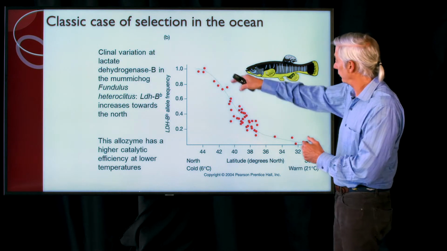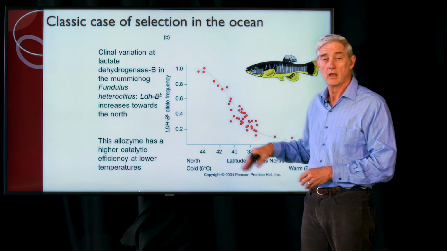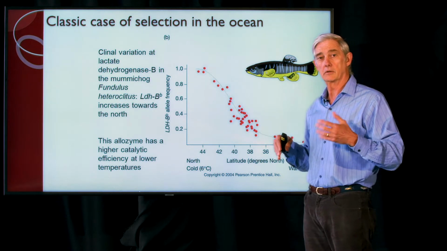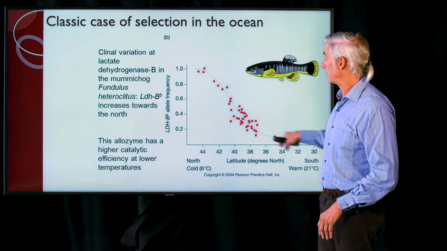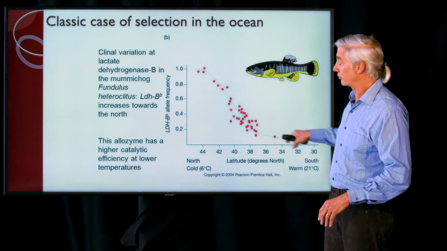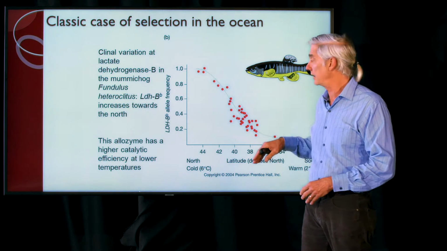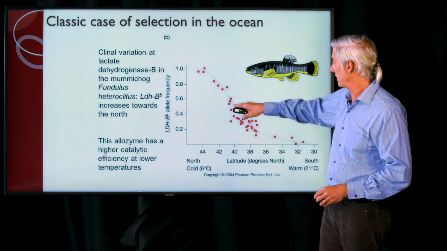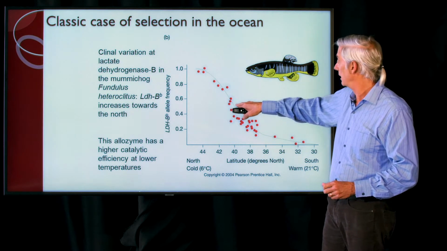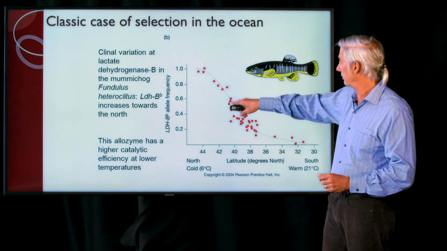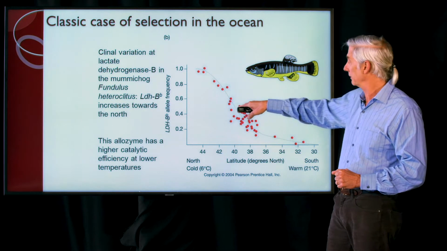And in between is a shift in the allele frequencies of this particular gene up and down the coast in a gradual way, and this is called a genetic cline. And you see that, for example, there's about a 50-50 mix here in mid-latitudes. This happens to be the marshes of New Jersey.